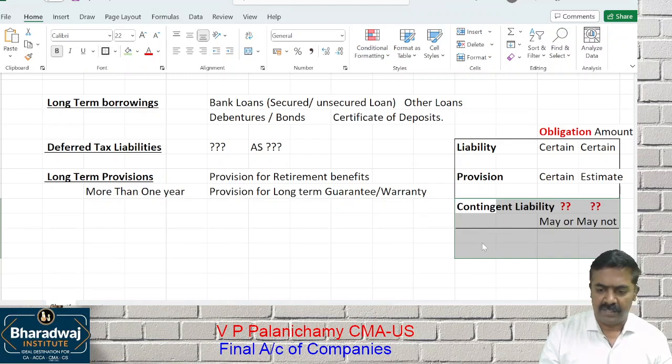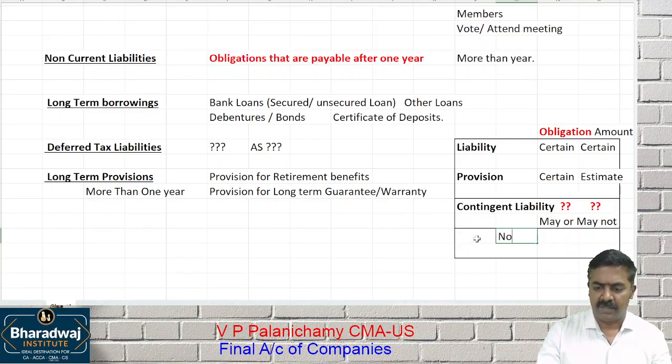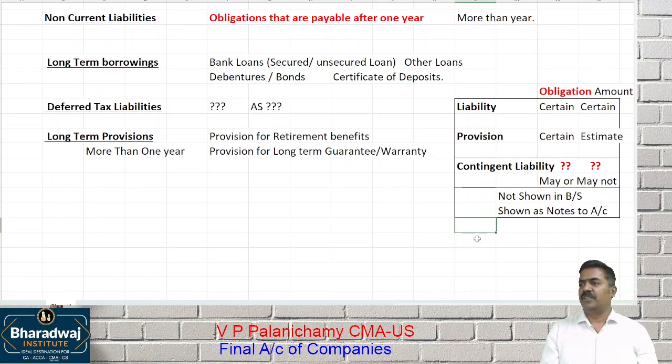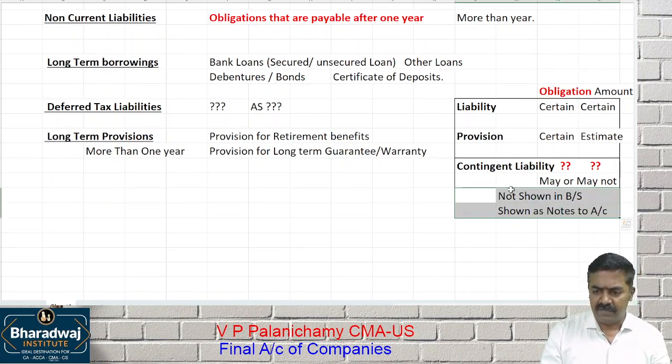Sir, what about contingent liability? Contingent liabilities are not shown in balance sheet. They are shown as notes to accounts. They are shown as which one? Notes to accounts. Now footnote accorded. Clear?